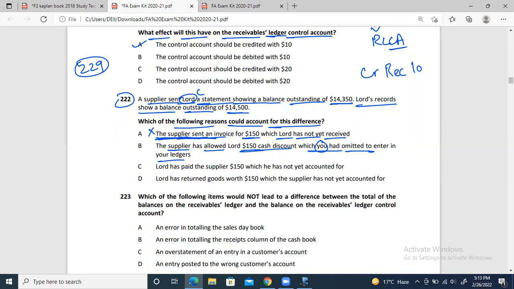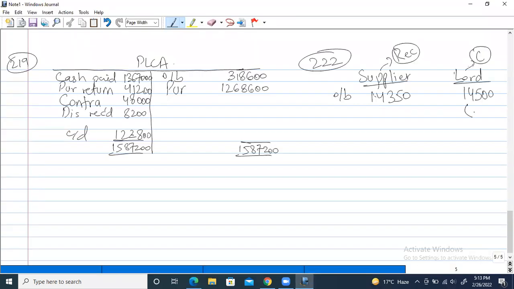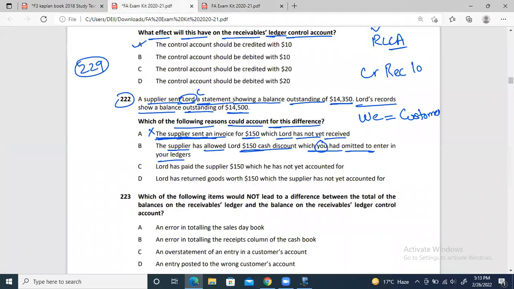Yeah, exactly. So in this case, we are Lord, right? We are the customer in this case. So over here, the 150 cash discount we had not entered. So this discount will be minus from our records, right? 150 will be deducted because the balance will not have been deducted over here. So we minus it, and this will be the correct 14,350. Let's see if the answer is correct or not. So 222, option B is correct over here. For C and D, they will be the wrong options. So option B is correct over here.